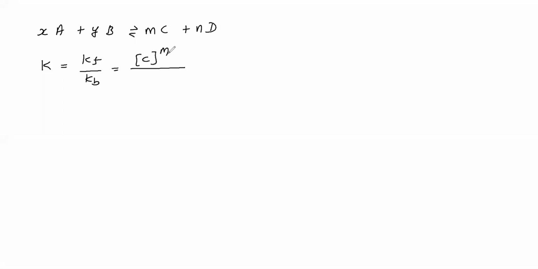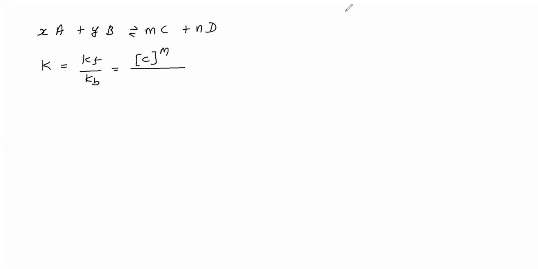Let us discuss equilibrium constant. For a gaseous reaction, we will take x of A plus y of B gives m of C plus n of D. For this we can write equilibrium constant K equal to rate constant of forward by rate constant of backward, equal to, in the numerator we have to write what is on the right side, C power m.